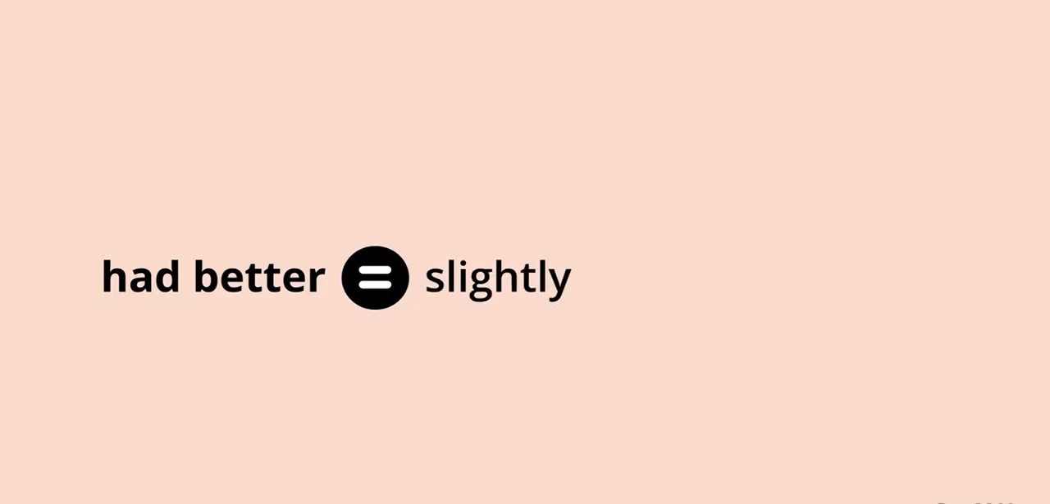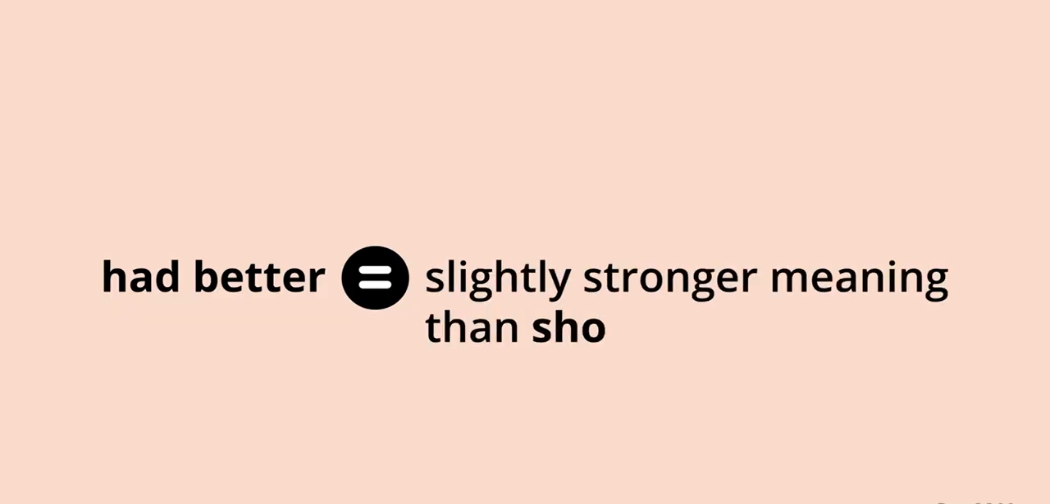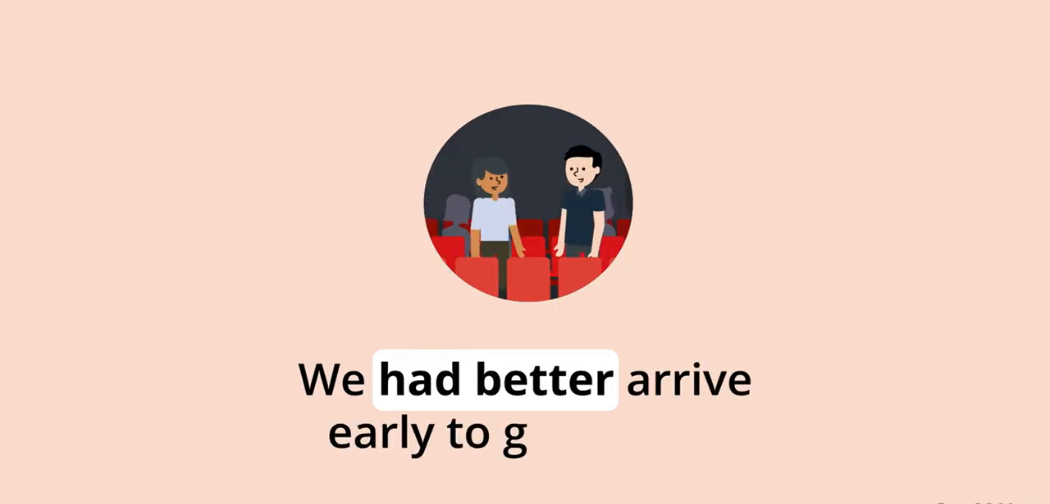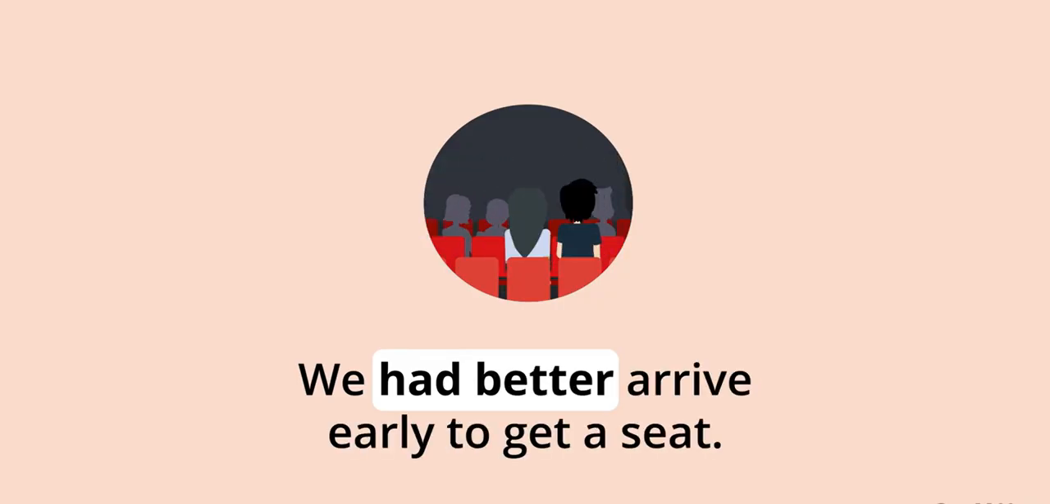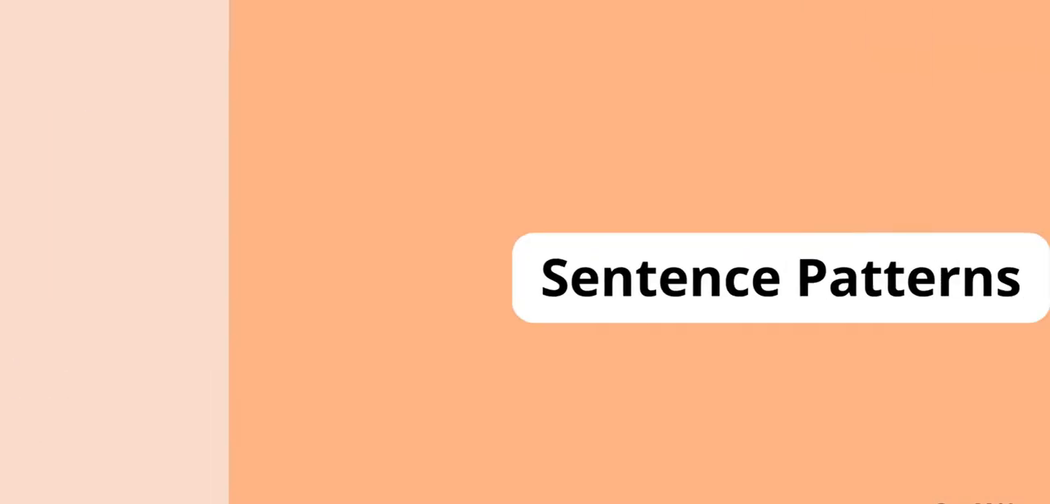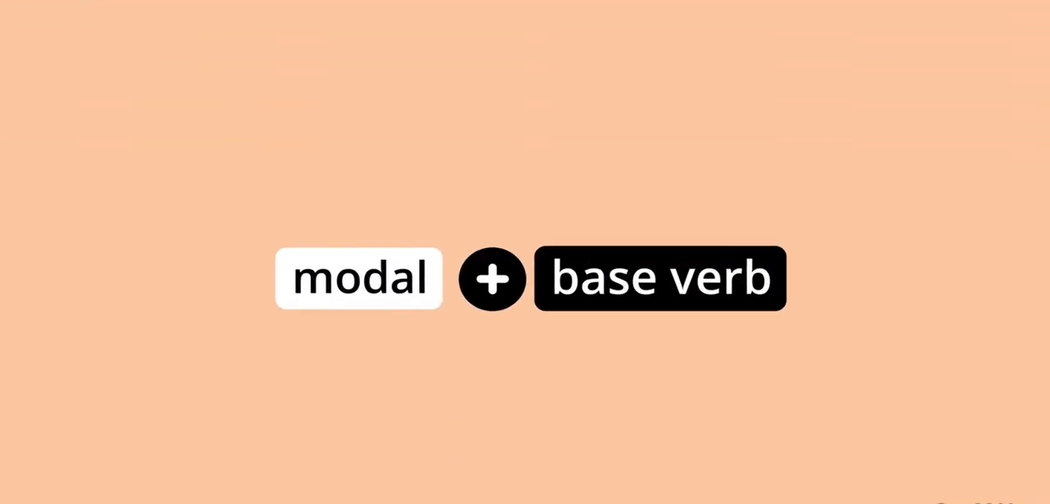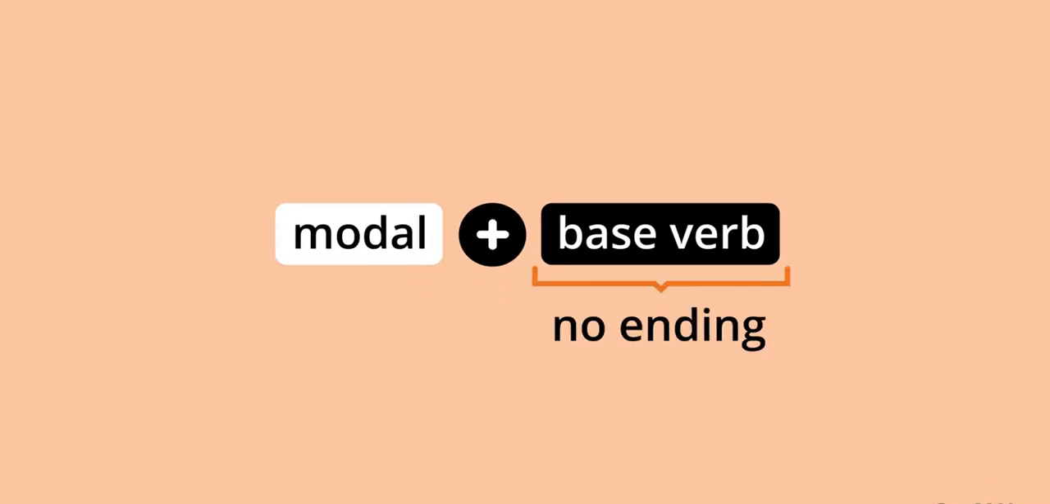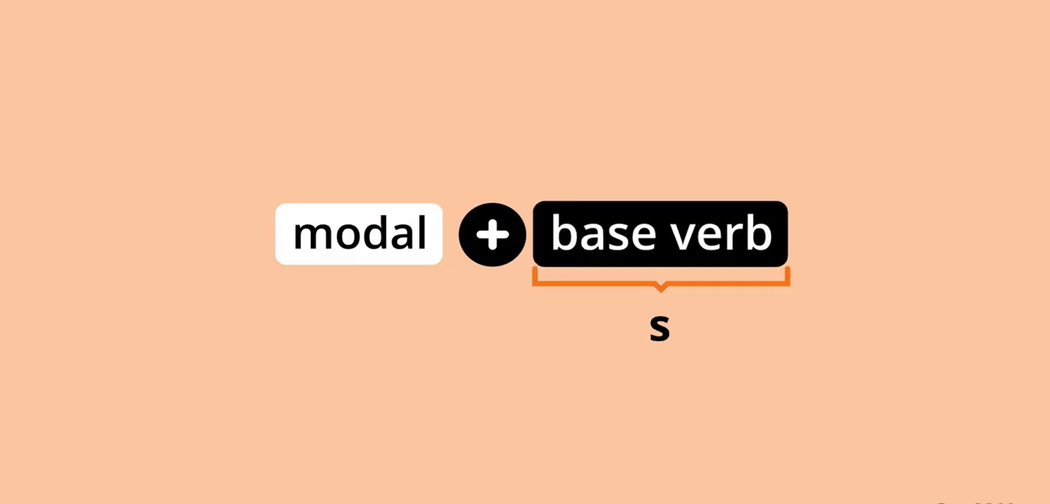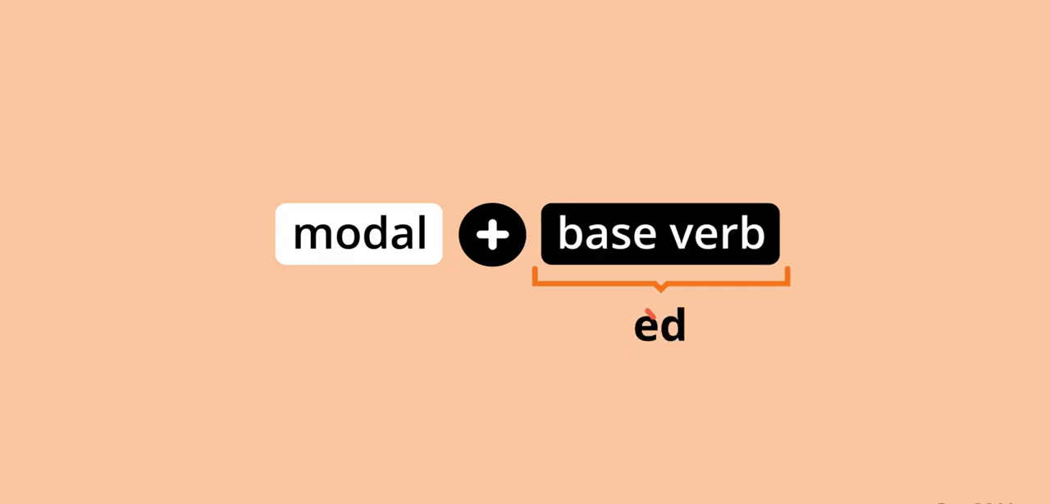The modal expression had better has a slightly stronger meaning than should and ought to. For example, we had better arrive early to get a seat. Modals are always followed by a base verb. A base verb is a verb with no ending added to it. A base verb has no s, ed, or ing ending.